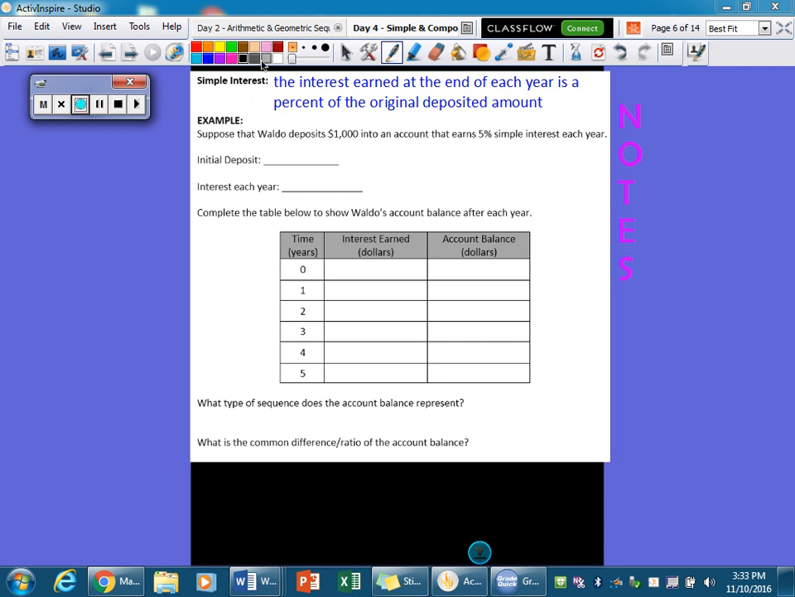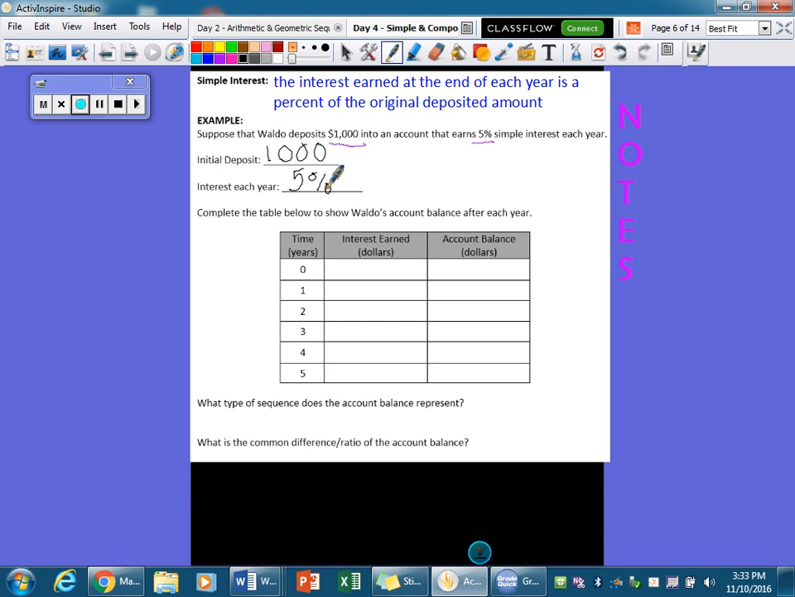So suppose that Wally deposits $1,000 into an account. So he has $1,000 and it earns 5% simple interest each year. Okay? So our initial amount is $1,000 because that's how much he has right now. And then it's 5%. That's our interest each year is 5%. So we're just going to put 5% here.